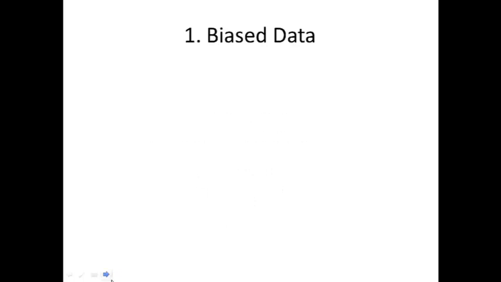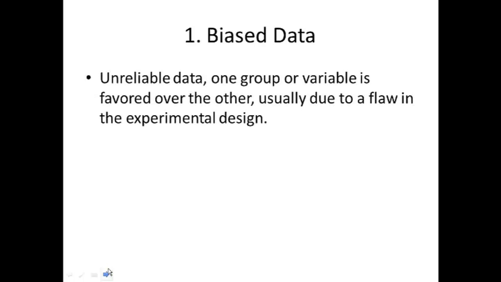First question asks us about biased data. Now, biased data is any information in our experiment that is going to unfairly favor one variable or another. And it's usually due to a flaw in the experimental design.